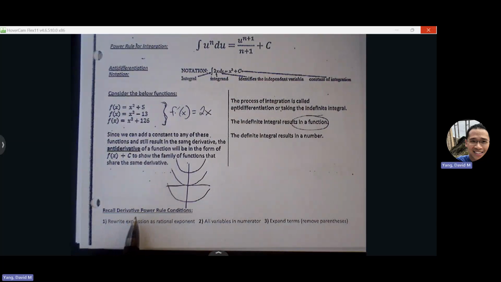So do you remember how with derivative power rule, we had all these conditions in place? We had to rewrite our expression as a rational exponent. We had to bring our variables in the numerator, and we have to make sure we expand our terms, no parentheses. So the conditions that we have for power rule for derivatives are the same conditions that we require for power rule for antiderivative.